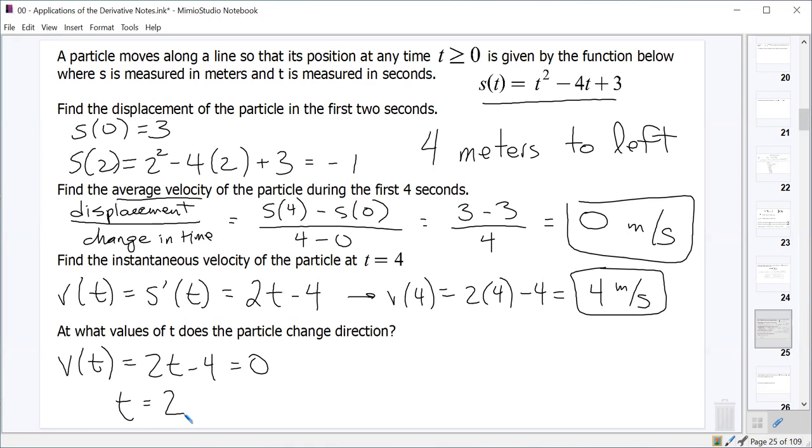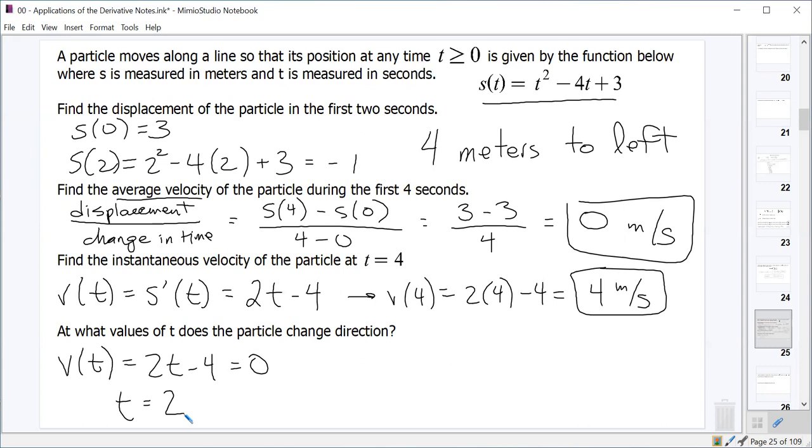Now that doesn't guarantee us that the particle changes directions, because the particle could be moving to the right and then slow down and stop at t equals 2. And then it could continue moving to the right. Or it could have been moving to the left and then stop at t equals 2 and then continue moving to the left. Or it might switch directions.